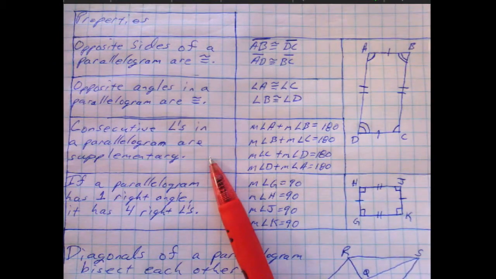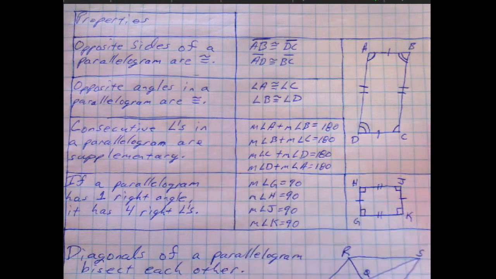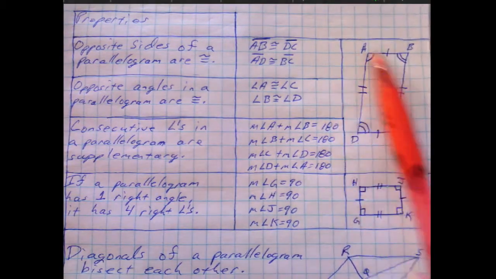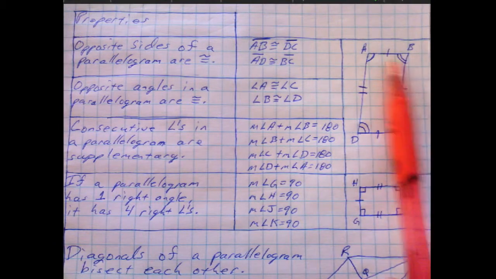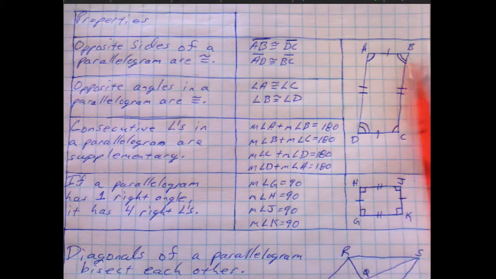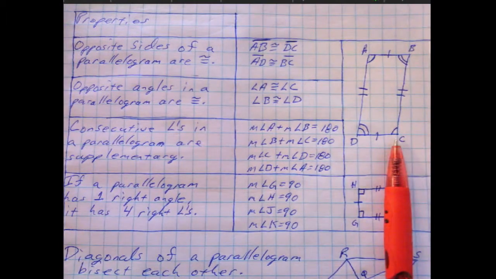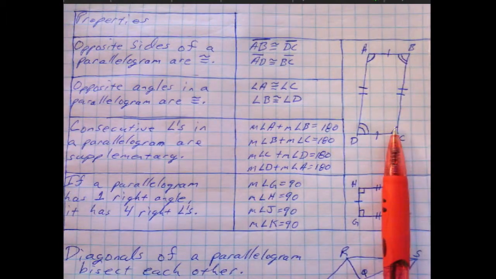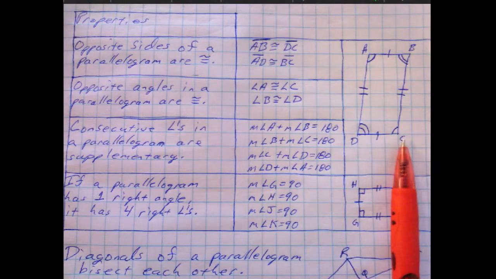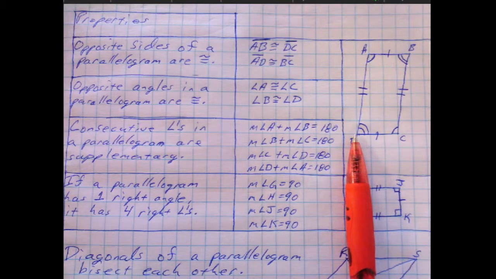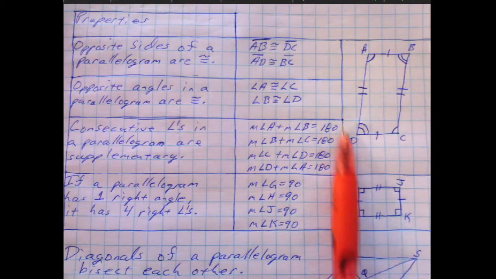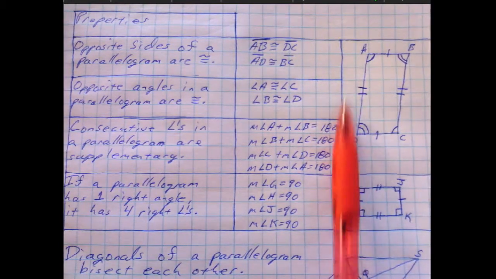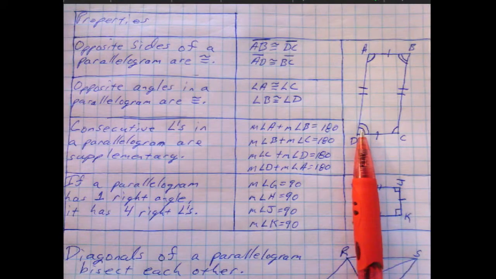Okay. Our next property says that consecutive angles in a parallelogram are supplementary. So that means if I'm going around my parallelogram, one right after the other will be supplementary. So from A, the very next angle is B. So A and B are supplementary. From B, I'm going to go around, so the next one is C. So B and C are supplementary. They add up to 180 degrees. From C, I'm going to move around to D. C and D are supplementary, or 180 degrees. And then from D, I also have A. So A and D are supplementary, 180 degrees.